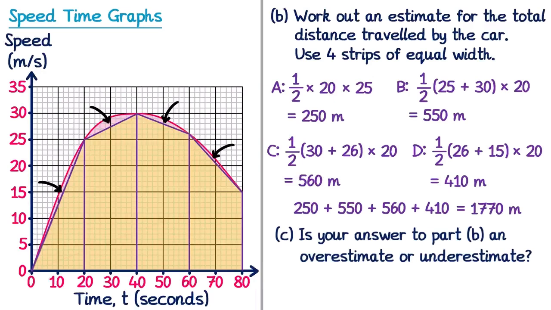So we could say for part C, it is an underestimate. If it asks you to give a reason for your answer, you just explain that there are some extra bits of area that we didn't work out between the triangles, trapeziums, and the actual curve.